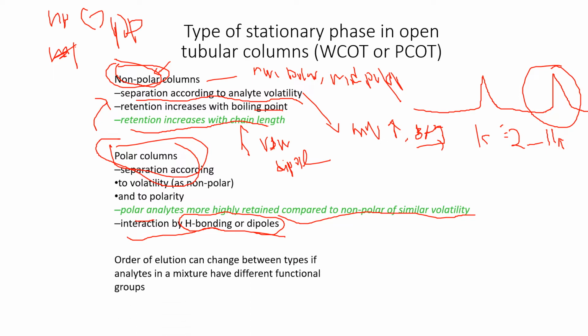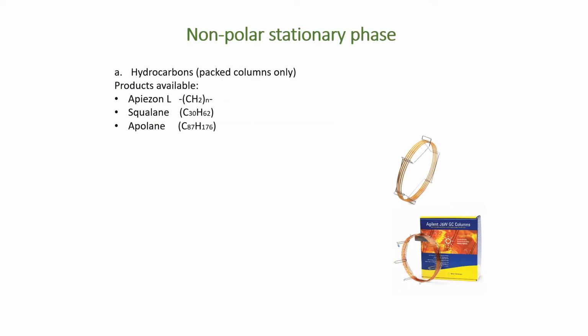Order of elution can change between types if the analytes in the mixture have different functional groups. So if your analyte has functional groups such as amine or carboxylate, all these change how you select the column. Just like HPLC. So this is the type of non-polar stationary phase.